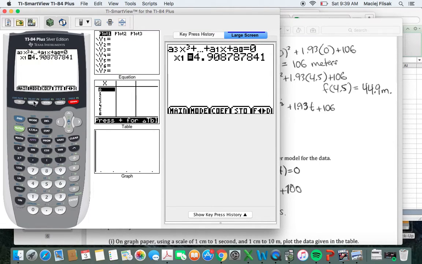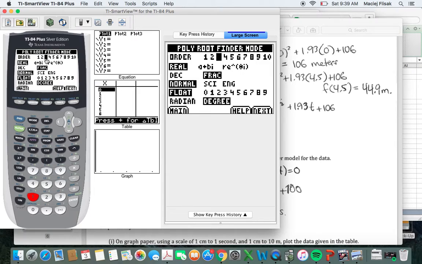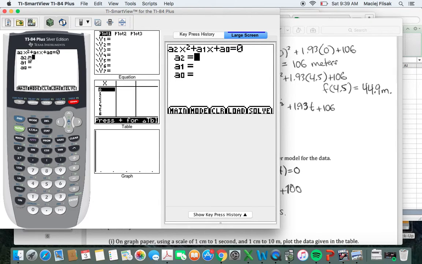So let's see. I'm going to go to main here, Poly root finder. Now we're back on this screen. Now I've got to change this back to a 2 right here. Change it back to a 2 because now I'm using a quadratic and it's a power of 2. Enter. Okay, now we're on 2. Next again. See, now it's back to a quadratic and I can enter my three coefficients.